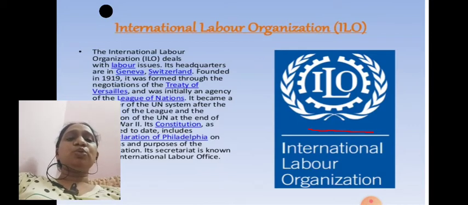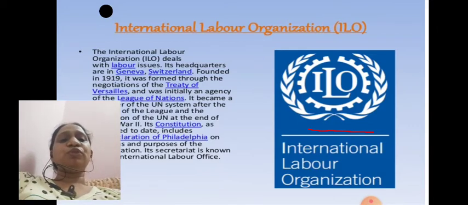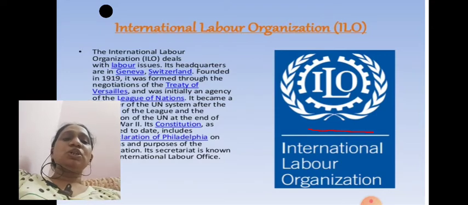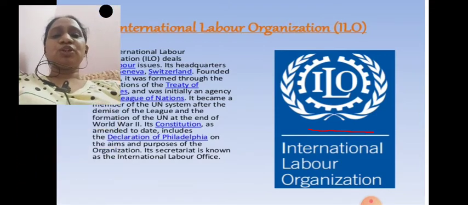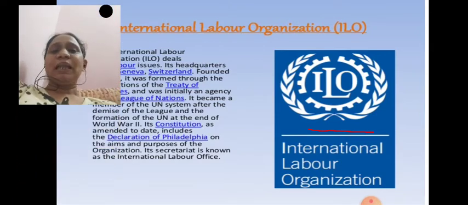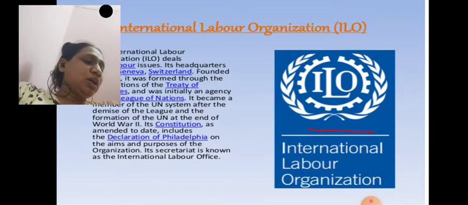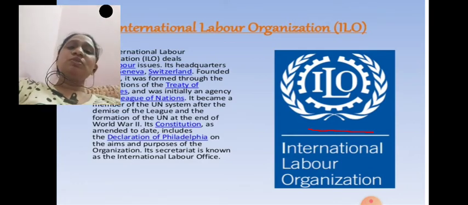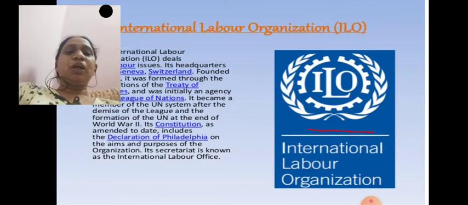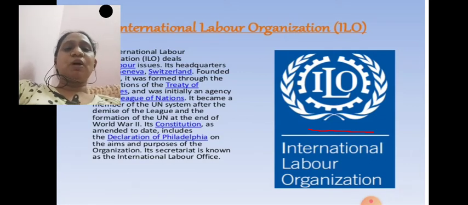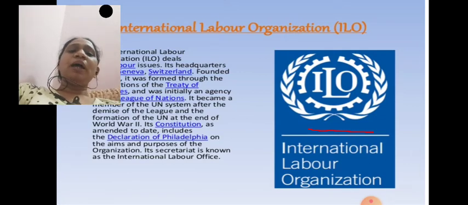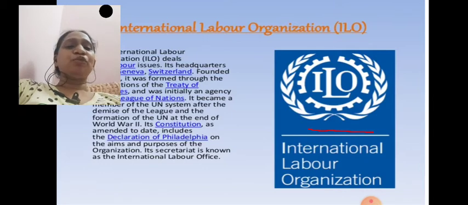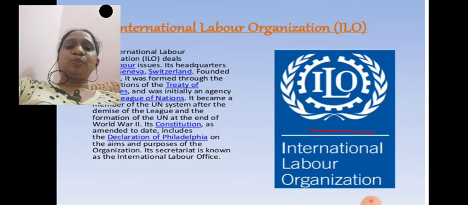It was formed through the negotiation of the Treaty of Versailles and was initially an agency of the League of Nations. क्योंकि आप लोगों ने पहले ही लेक्चर में देखा कि 1919 में कौन सी ऑर्गेनाइजेशन चलती थी WHO की जगह, that was the League of Nations. So it is a part of the League of Nations. It became a member of the UN system after the demise of the League and formation of the UN at the end of World War II.